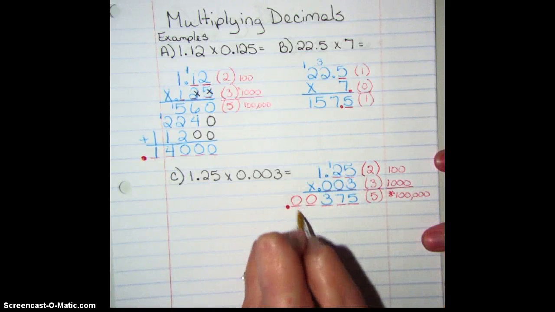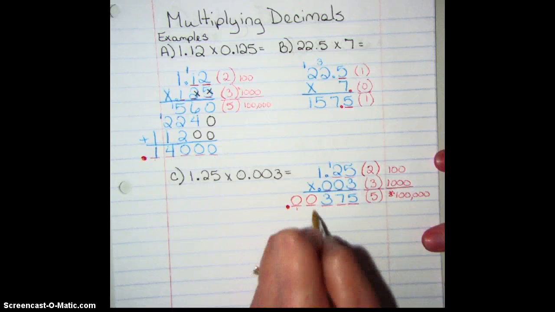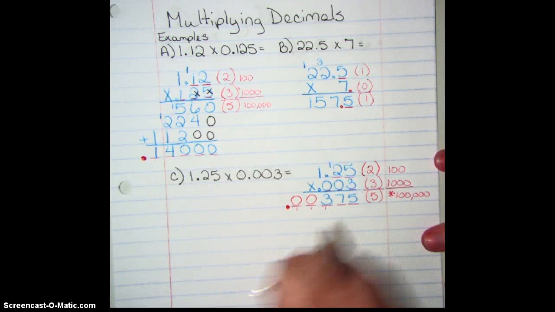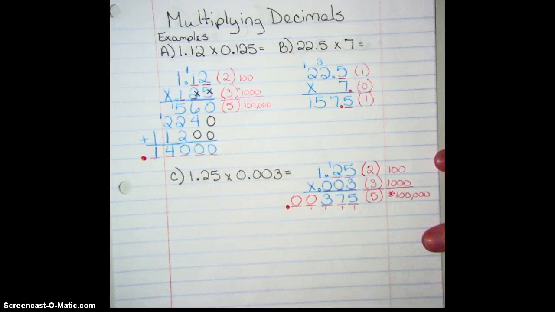And we're going to go ahead and check our work. Tenths, hundredths, thousandths, 10 thousandths, 100 thousandths place is the answer. So 375 hundred thousandths.